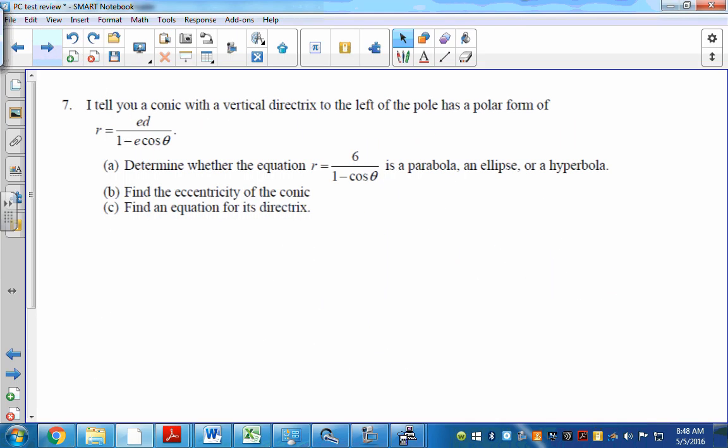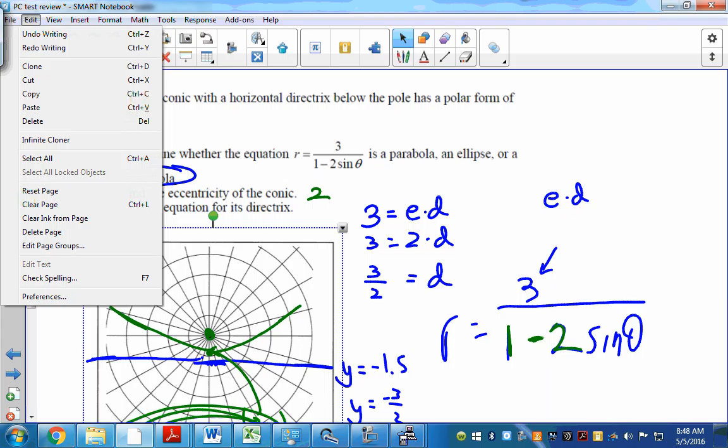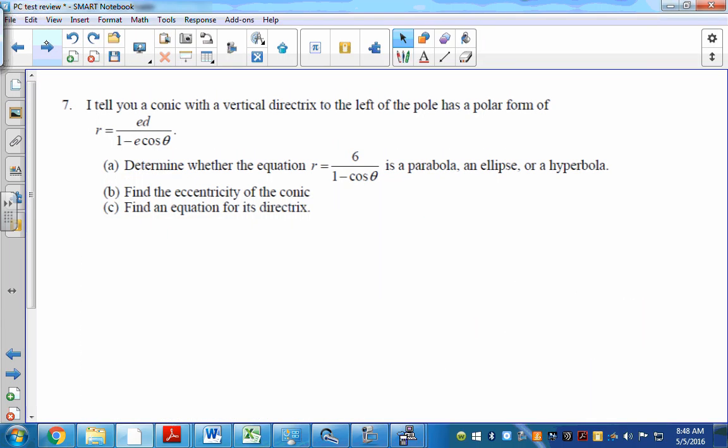Again, we have a vertical directrix now to the left of the pole. Let me go back and copy this and paste it over here.